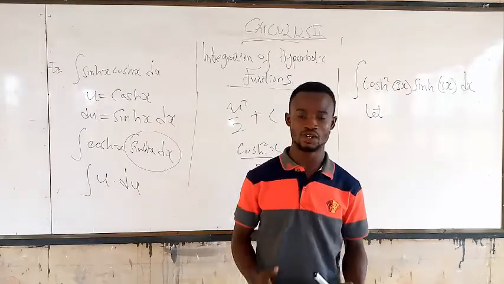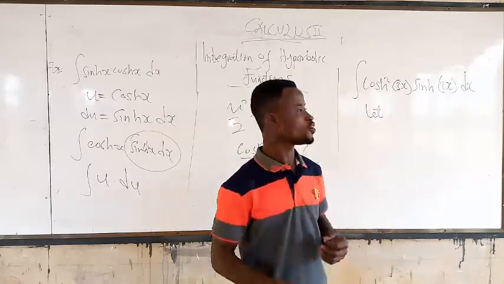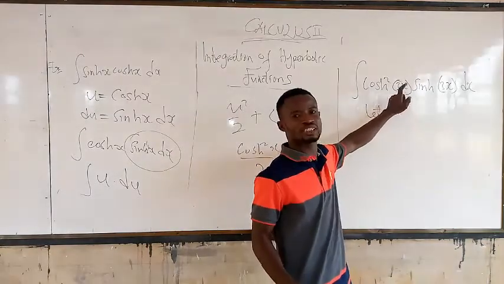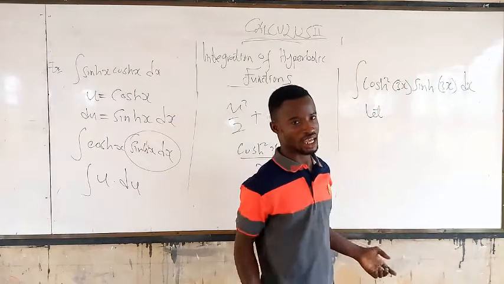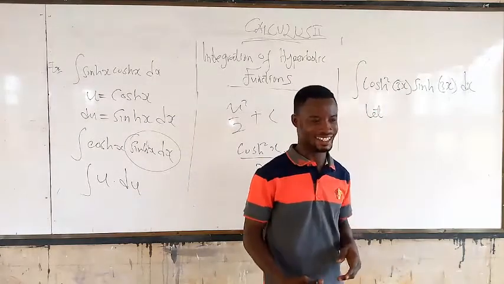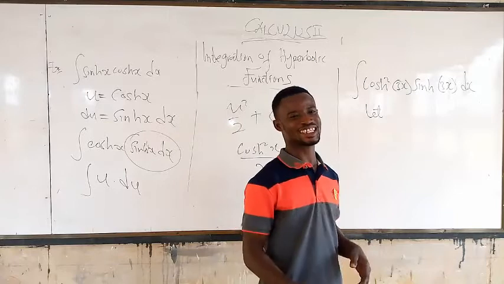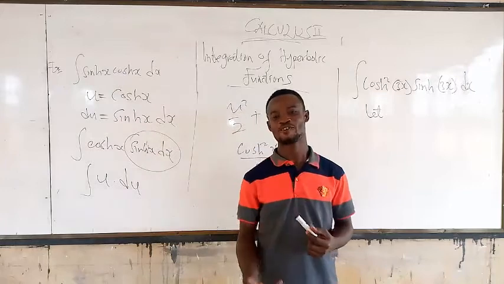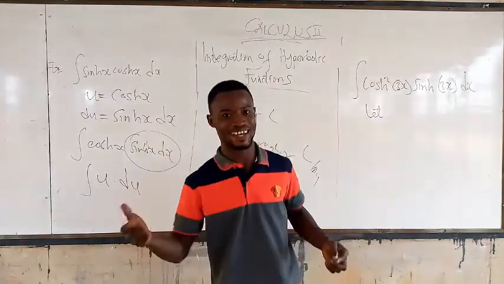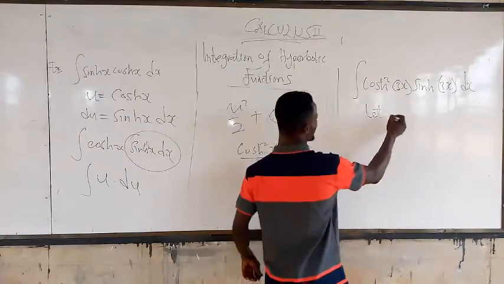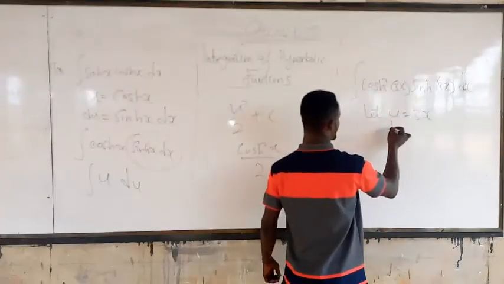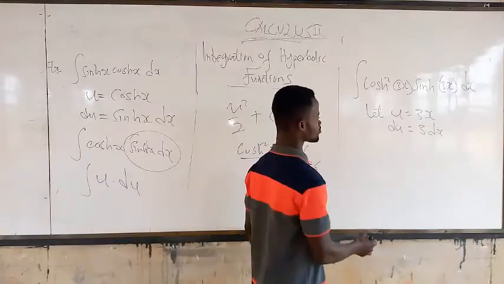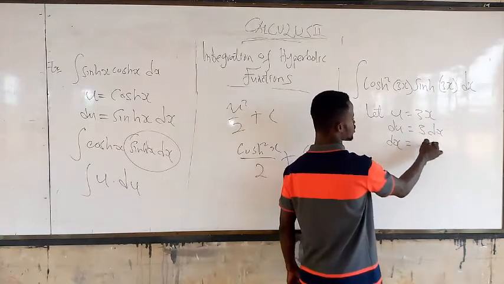What I mean is that we know the case where the coefficient is 1, like cosh s, sinh s. But here the coefficient is not 1. So here u is 3s, and du is equal to 3 ds. Okay, so ds is equal to du over 3.